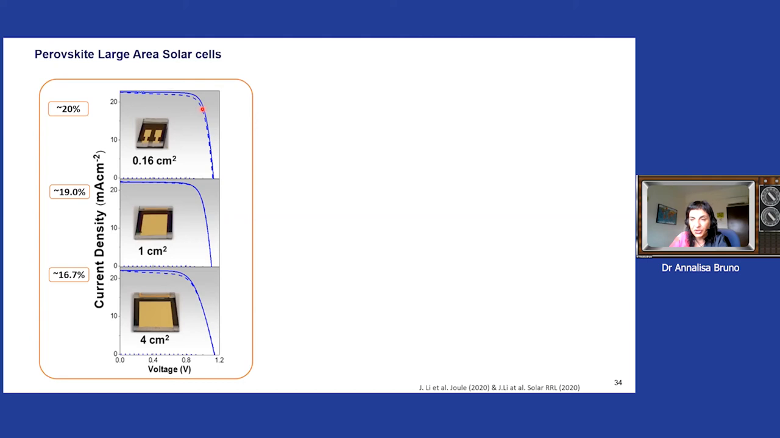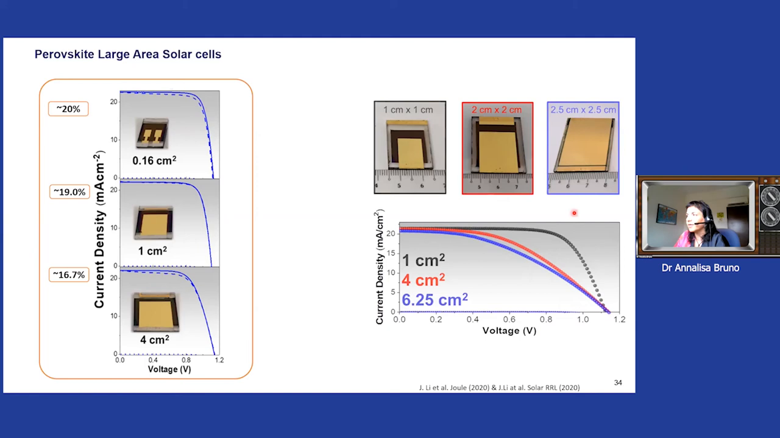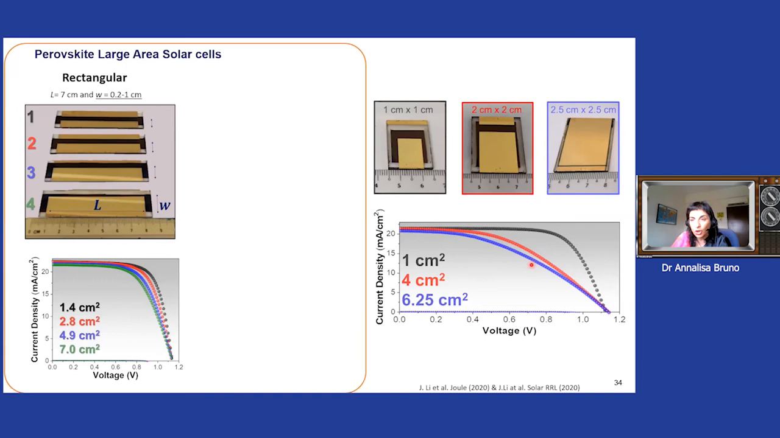So this effect that I showed you here very clearly can be observed even more clearly when we further increase the device. So you can see that if you compare 1 centimeter square with 4 centimeter square, 6.5 centimeter square, you can still see that the quality of the perovskite cells is good, but still this fill factor is decreasing. So the way to overcome this problem is to redesign the geometry of the cells.